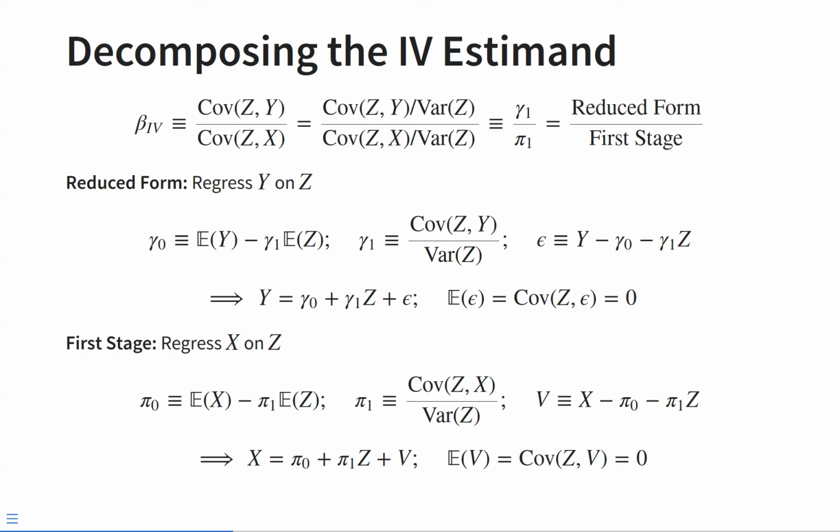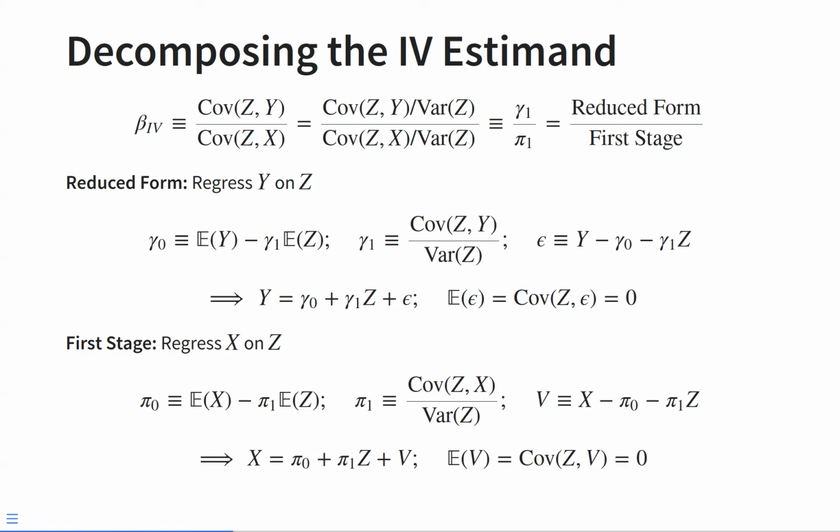The first fraction is the covariance of z with y divided by the variance of z. Now, what's that? Well, that is the slope from a population linear regression of y on z. In the denominator, we have the covariance of z with x divided by the variance of z. Hey, what do you know? That's another population linear regression slope. This time, it's the slope of a population linear regression of x on z.